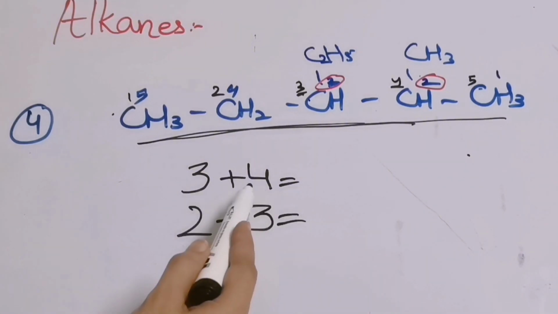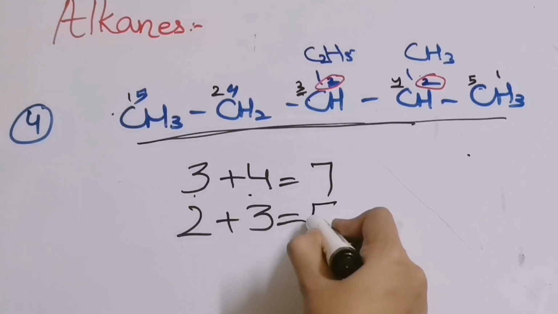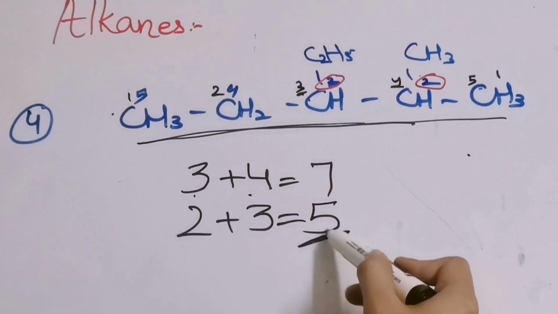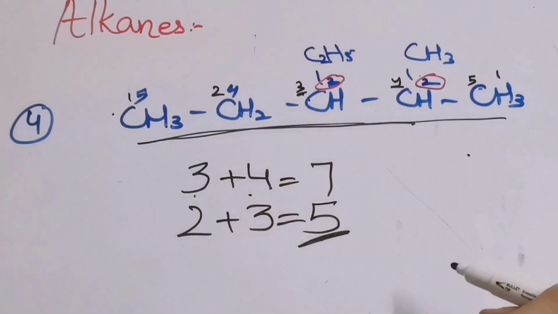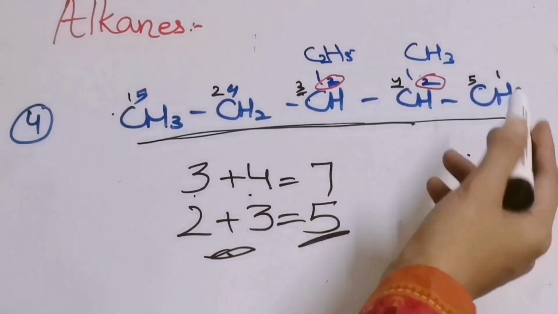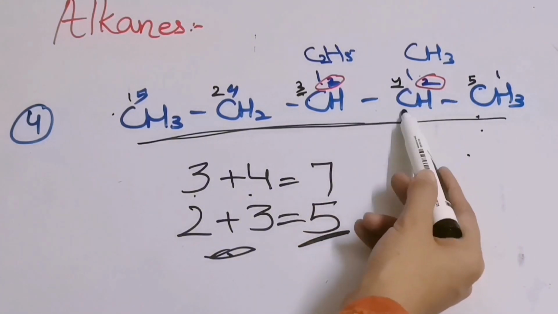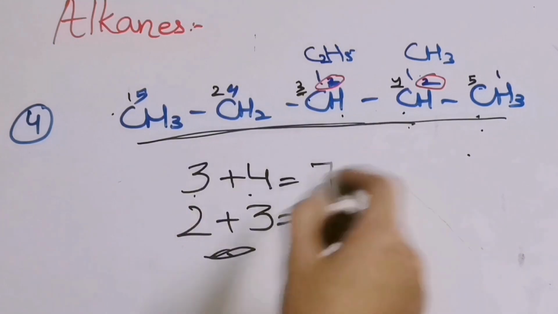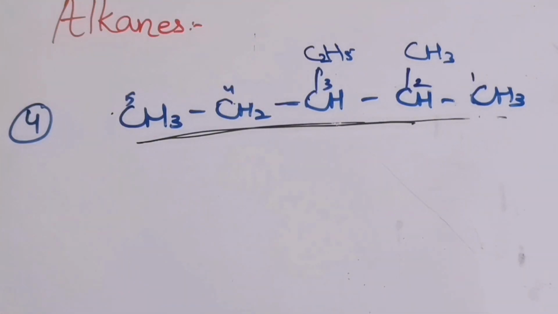So now let us add them. 4 plus 3, 7. And 3 plus 2, 5. The number that is the lowest, you will select that side for numbering the chain. 2 plus 3 came when I gave the numbers from this side. So you will give the numbers from this side, not the other side. Now let us see its name. So I gave the numbering from that side.